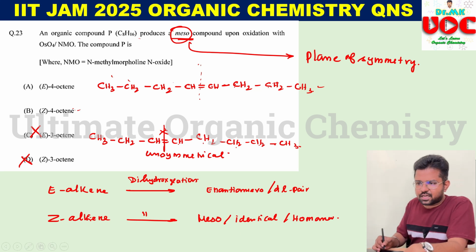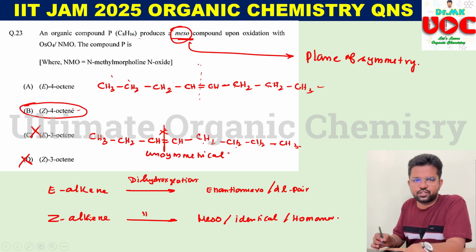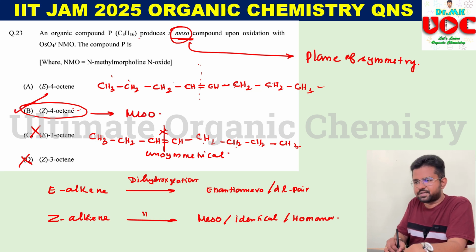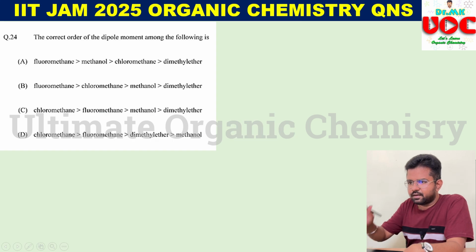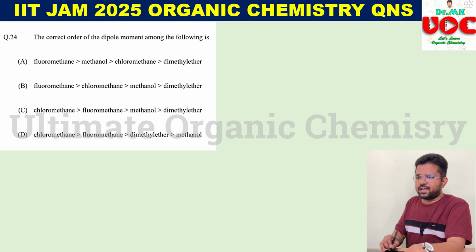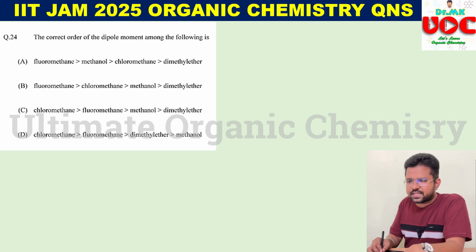If you apply this concept here, this octene, which has trans geometry, will be able to give a meso product. The right answer is option B. Next question, the correct order of dipole moment among the following is, again, this is a little tricky question. I will give the data here.